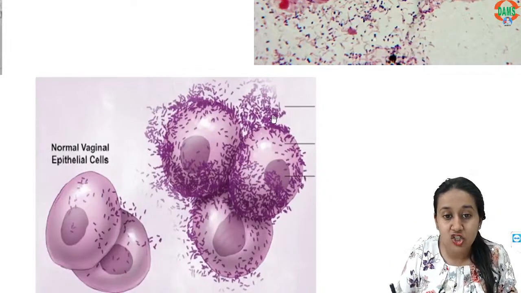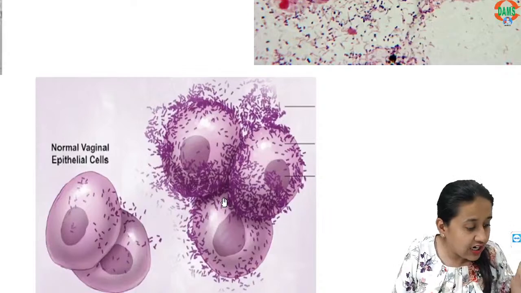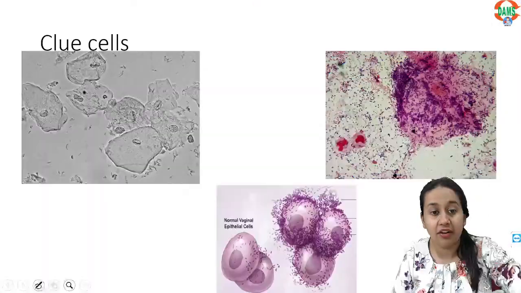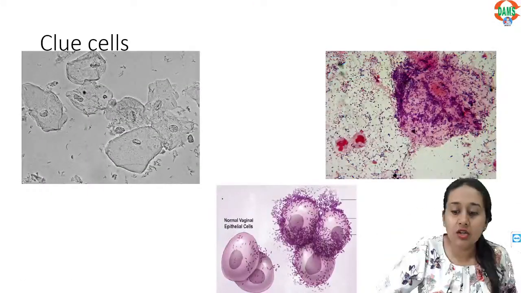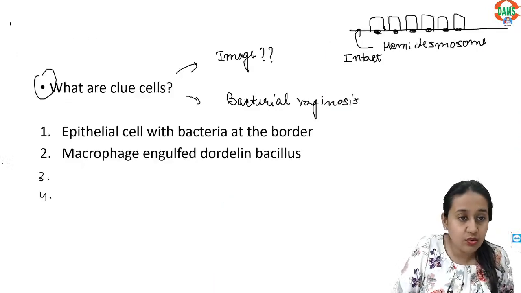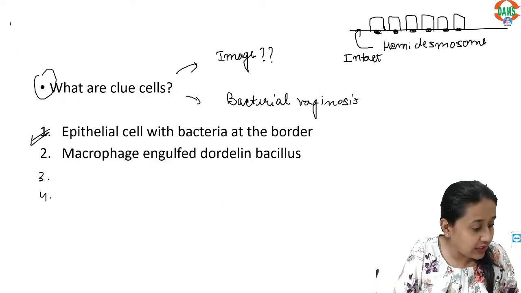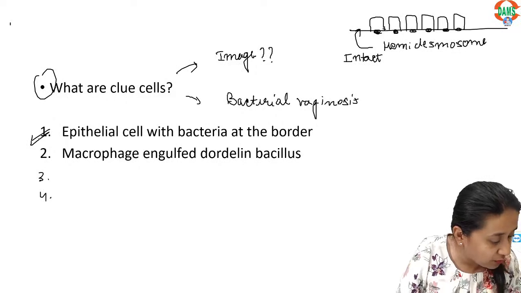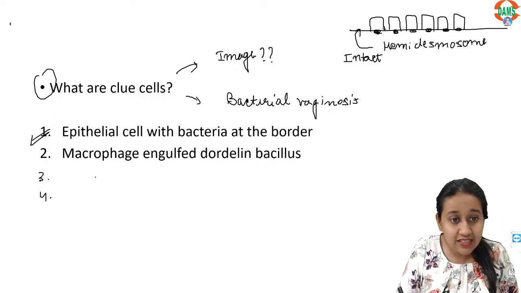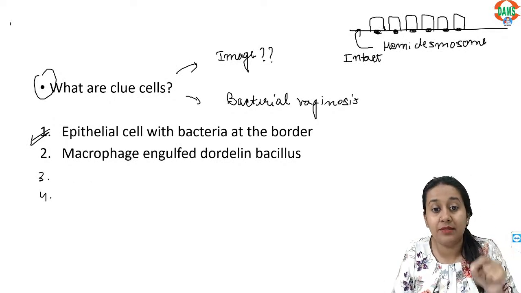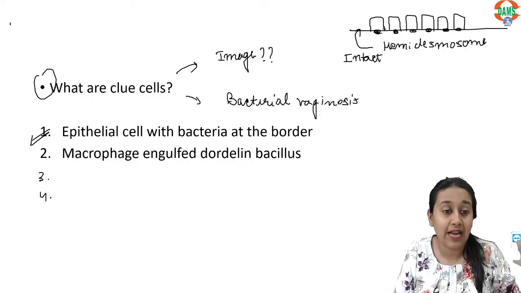So normal vaginal epithelial cells with a large number of organisms on its surface, this is known as a clue cell. I don't know what the other options are. Can you all help me with the other options? The answer to this question is epithelial cell with bacteria on the surface or at the borders.